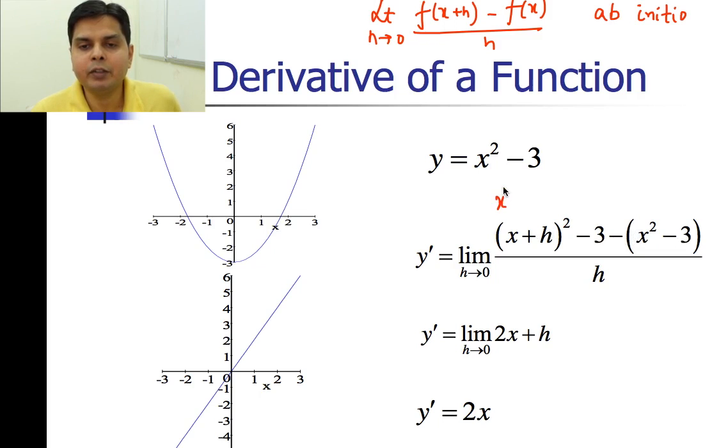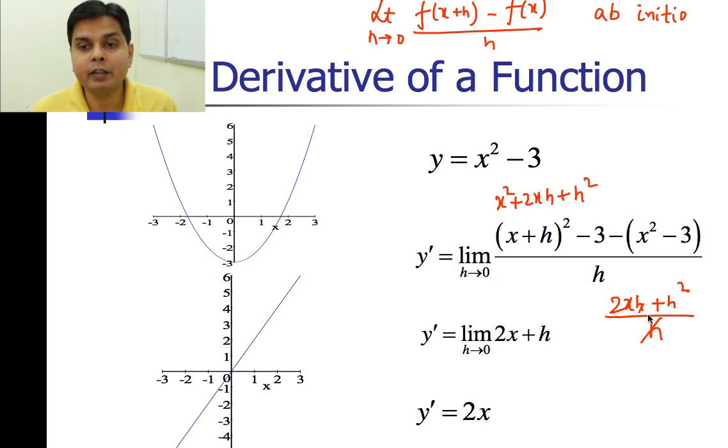When you expand it, you will get x square plus 2xh plus h square. Now this x square will be cancelled. Similarly, this minus 3 and this minus 3 will be cancelled. So you will be left with 2xh plus h square divided by h. So this h and this h will be cancelled.